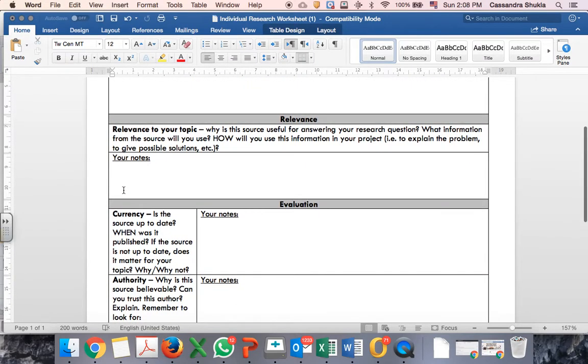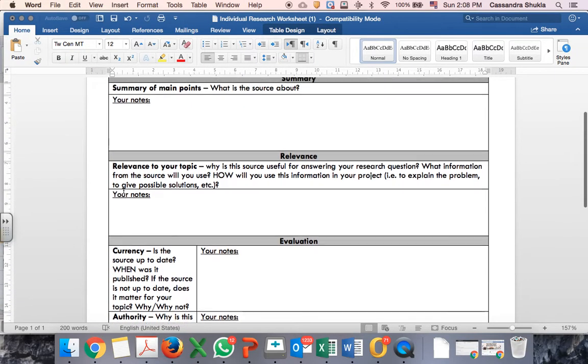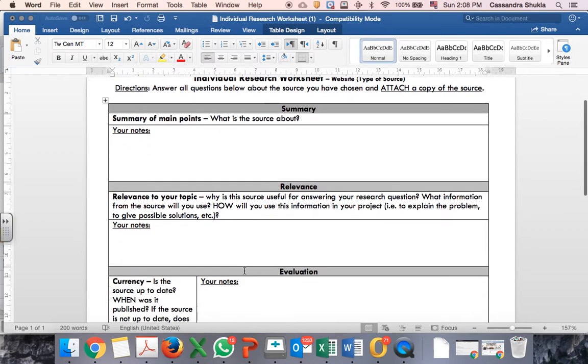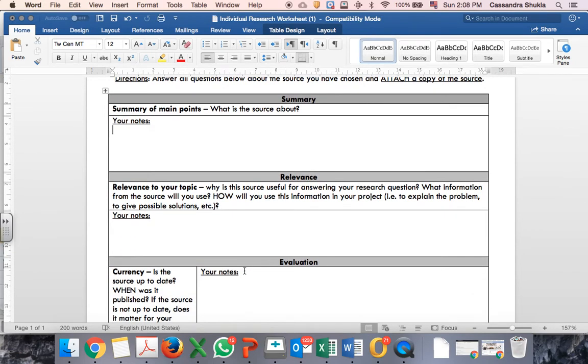Then we get into the CRAAP analysis of whatever you're working with. So we're going to say we're working with a website. Okay, so the first point is that you come and you talk about the relevance of this website. Meaning, is this website actually giving you the information you need? So first you're going to explain, and there's questions up here to help you. Explain why this website is useful for answering your research question.